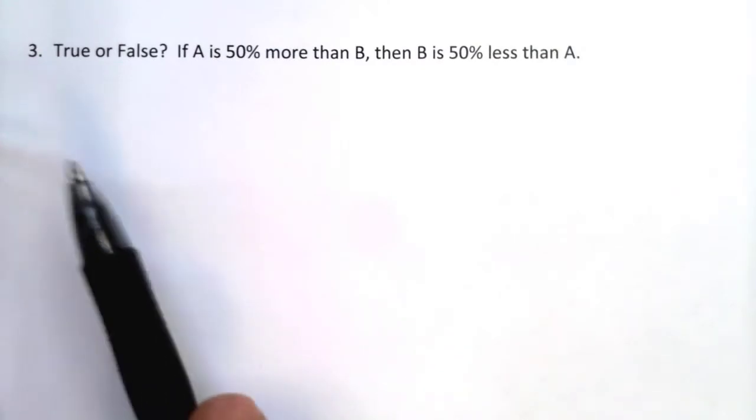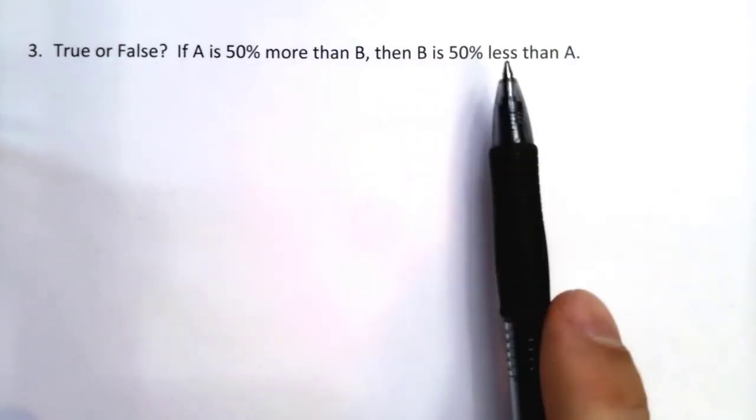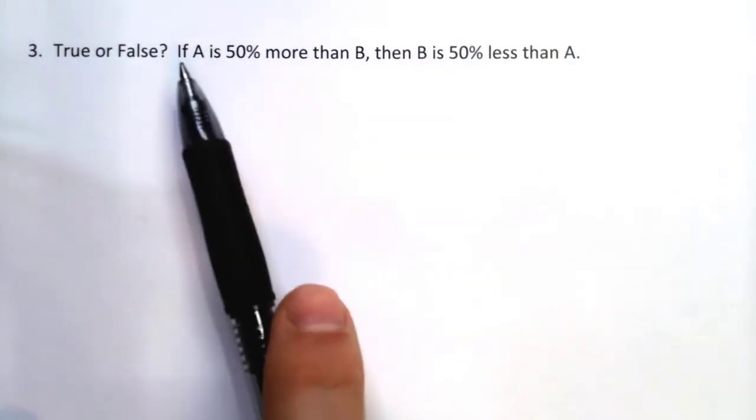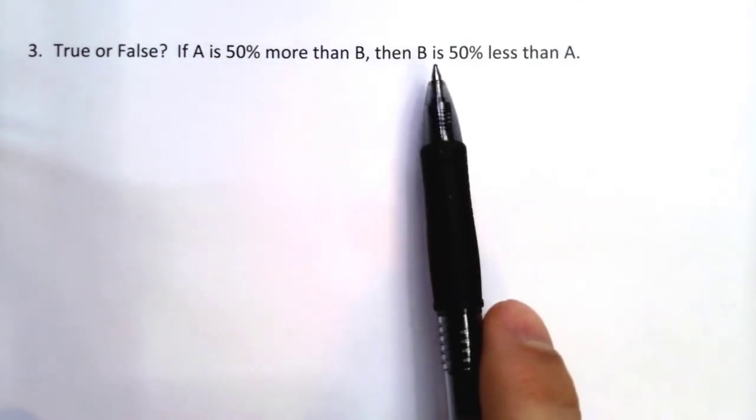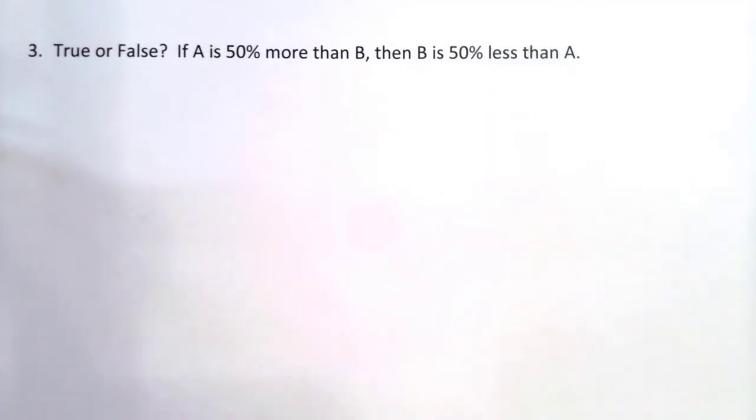All right, here's an interesting question that throws people for a loop when they first see it. True or false? If A is 50% more than B, then it's true that B is 50% less than A. A lot of people think this must be true due to some sort of symmetry of the relationship between A and B here. But in fact, it's not, and we can look at a particular example. So the answer is false.